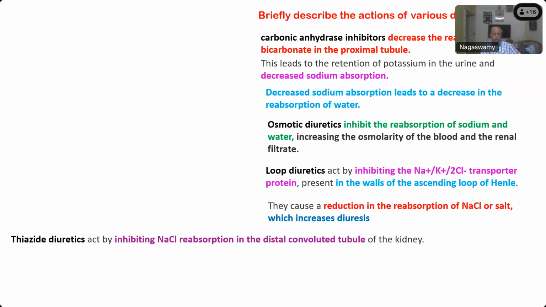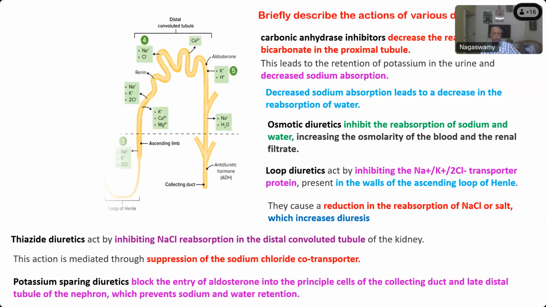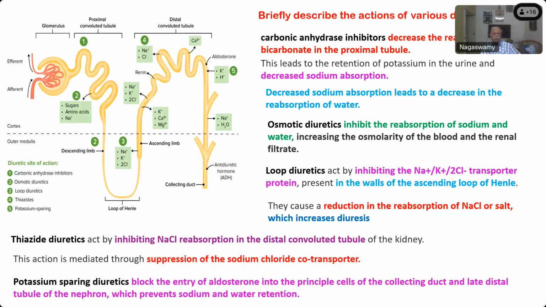Thiazide diuretics inhibit sodium chloride reabsorption in the DCT, and they suppress the sodium chloride co-transporter. Potassium sparing diuretics block the entry of aldosterone in the principal cells of the collecting duct and late distal tubule, which prevents sodium and water retention. So this picture is to depict where all these various diuretics act.